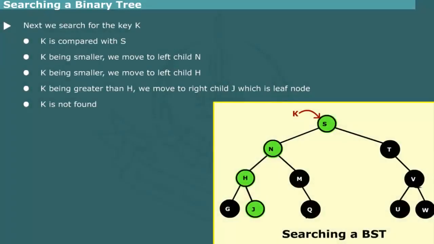Next, suppose we look for a node with key K. The search path is shown in the figure. In this case, the search is not successful because after traversing N, H and J, we end up with a leaf node whose key J does not match the desired key K.